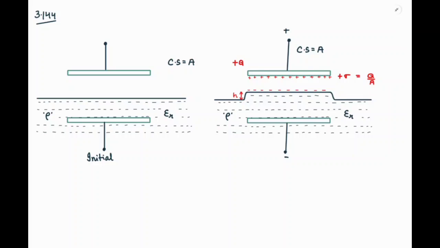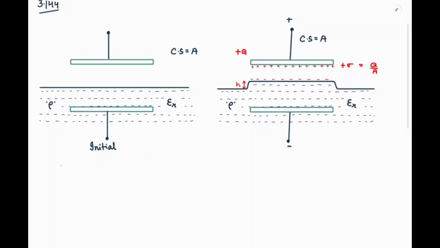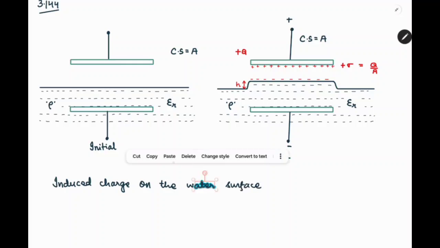Now let's work on the mathematics. This is the final scenario. So the first thing which we are calculating is the induced charge on the liquid surface. Liquid surface is better, because water is nowhere mentioned. So the charge on the liquid surface is equal to q times (1 minus 1 by k), or epsilon r, which is the dielectric constant in this case.